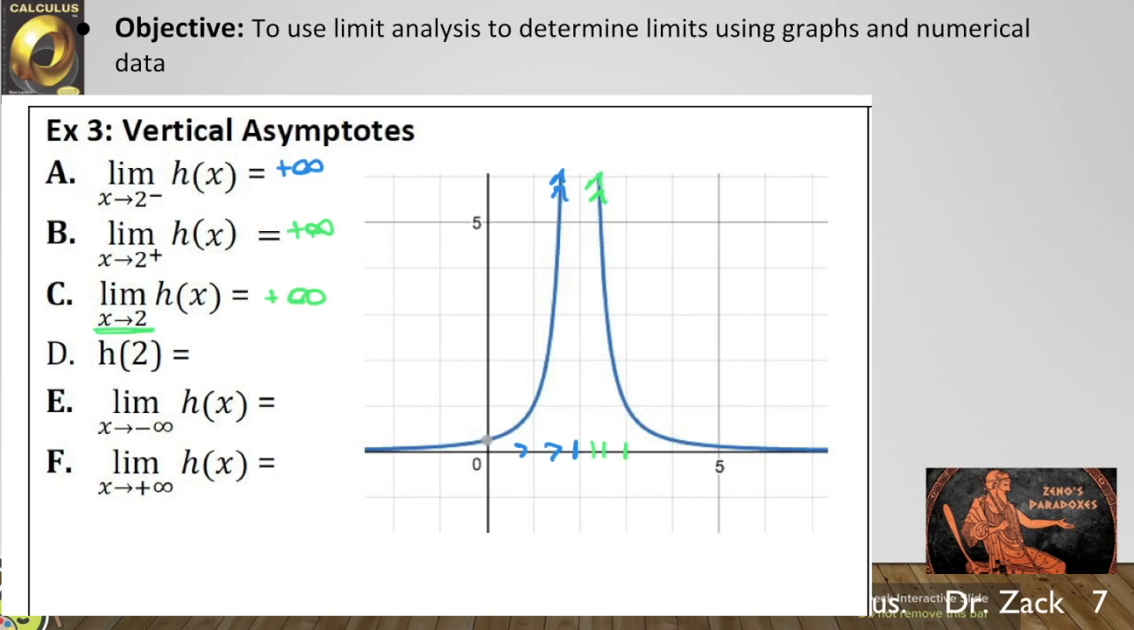Now, h of 2 talks about touching the graph at 2. And you can see that there are no values on the line x equals 2. So h of 2 does not exist on this graph.